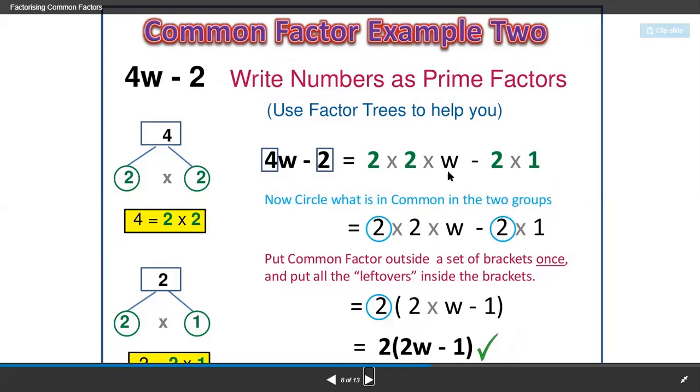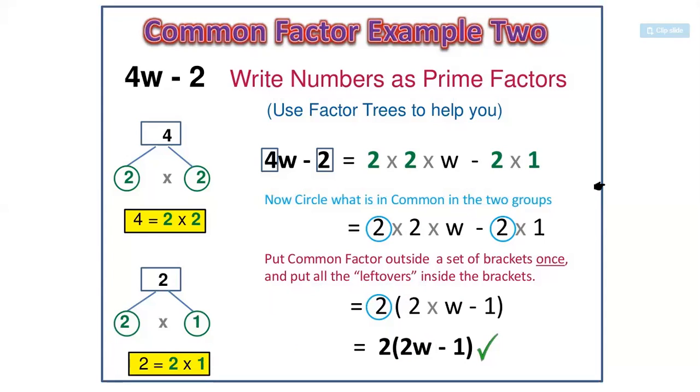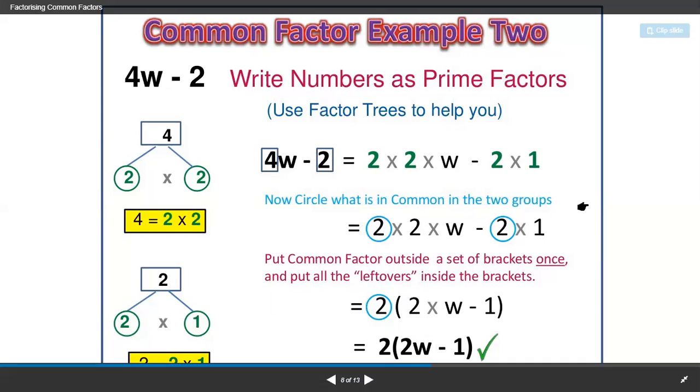Now, which number is repeating between both? I have 2 and 2. I will put it out, and then I will collect the remainder. So the first one was 2w, and then minus 1. Then the expression will be 2 outside, which is the common factor, and then the remainder inside the parentheses, 2w minus 1.